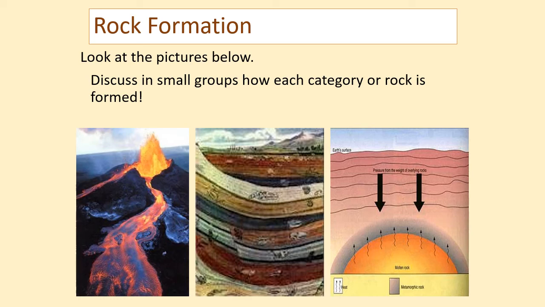If you did pause the video, or if you're just continuing to watch on, the first picture is showing lava or magma cooling down, and that is how igneous rocks are formed. The second picture shows layers of sediment piling up on one another, and that's how we get sedimentary rocks. And the third picture is showing rocks in the crust having pressure applied to them from above and heat applied to them from below. And that would cause those rocks to change form. So that is how metamorphic rock forms.